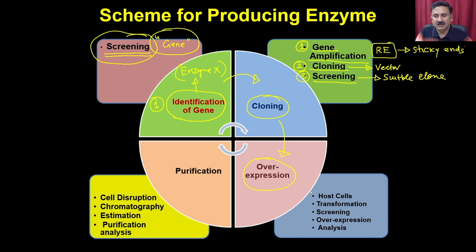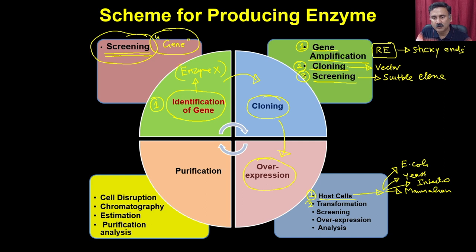In the overexpression, the first step is that you are going to choose the host cells. Host cell means the cell where you are going to make the proteins. It could be very simple, such as bacteria or E. coli. It could be as complicated as mammalian cells. It can be yeast, it could be insect cell lines and all that. So these are the multiple options you have at this stage, and choosing the host cell is very crucial because that is going to decide the final production.